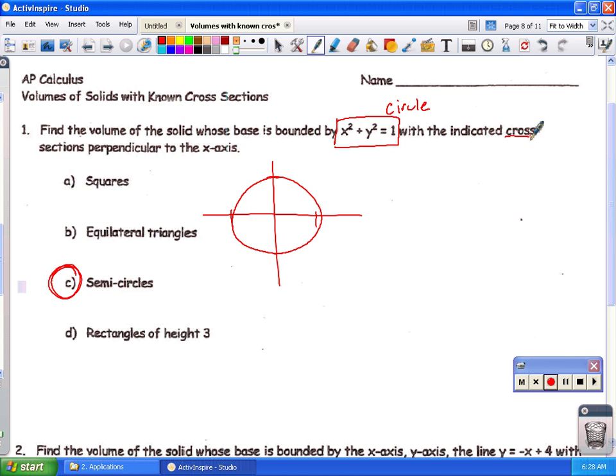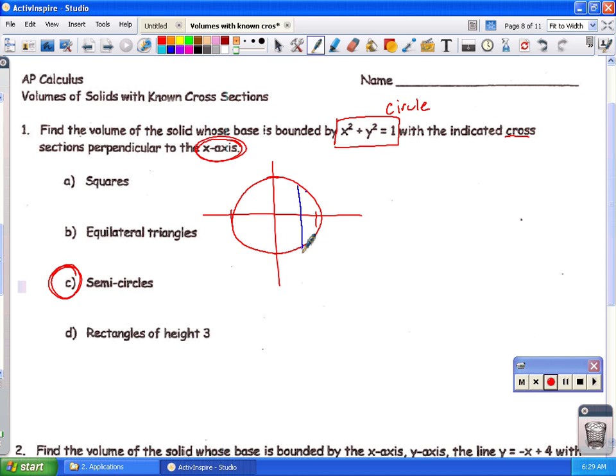The cross section is perpendicular to the x-axis. So I know that I will be in terms of x for problem number 1. It also says that we're going to slice the cake into semicircles. Now, I am not going to try to draw this three-dimensionally, but what I am going to draw is the base of the semicircle. In other words, I'm going to put in a representative slice. Now, that would be the base of my semicircle.